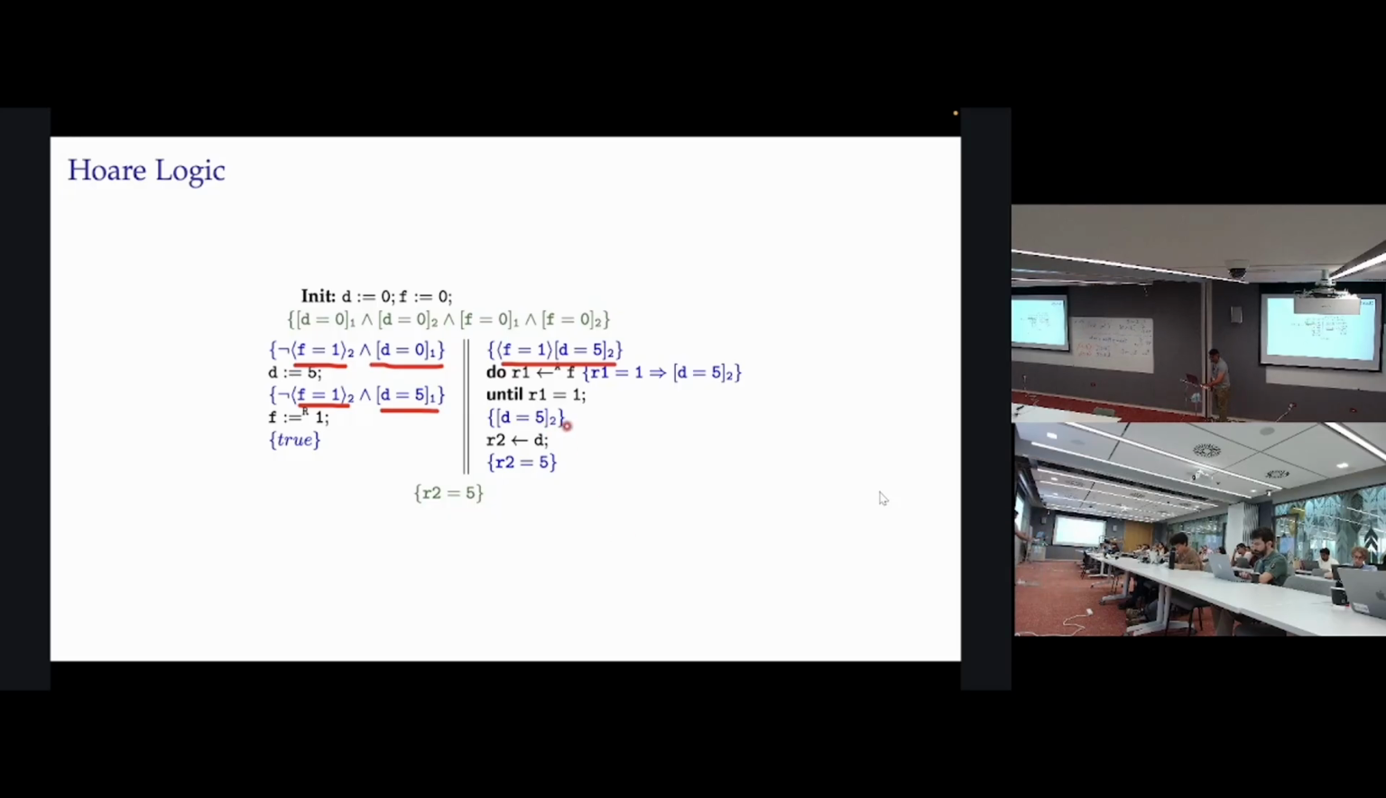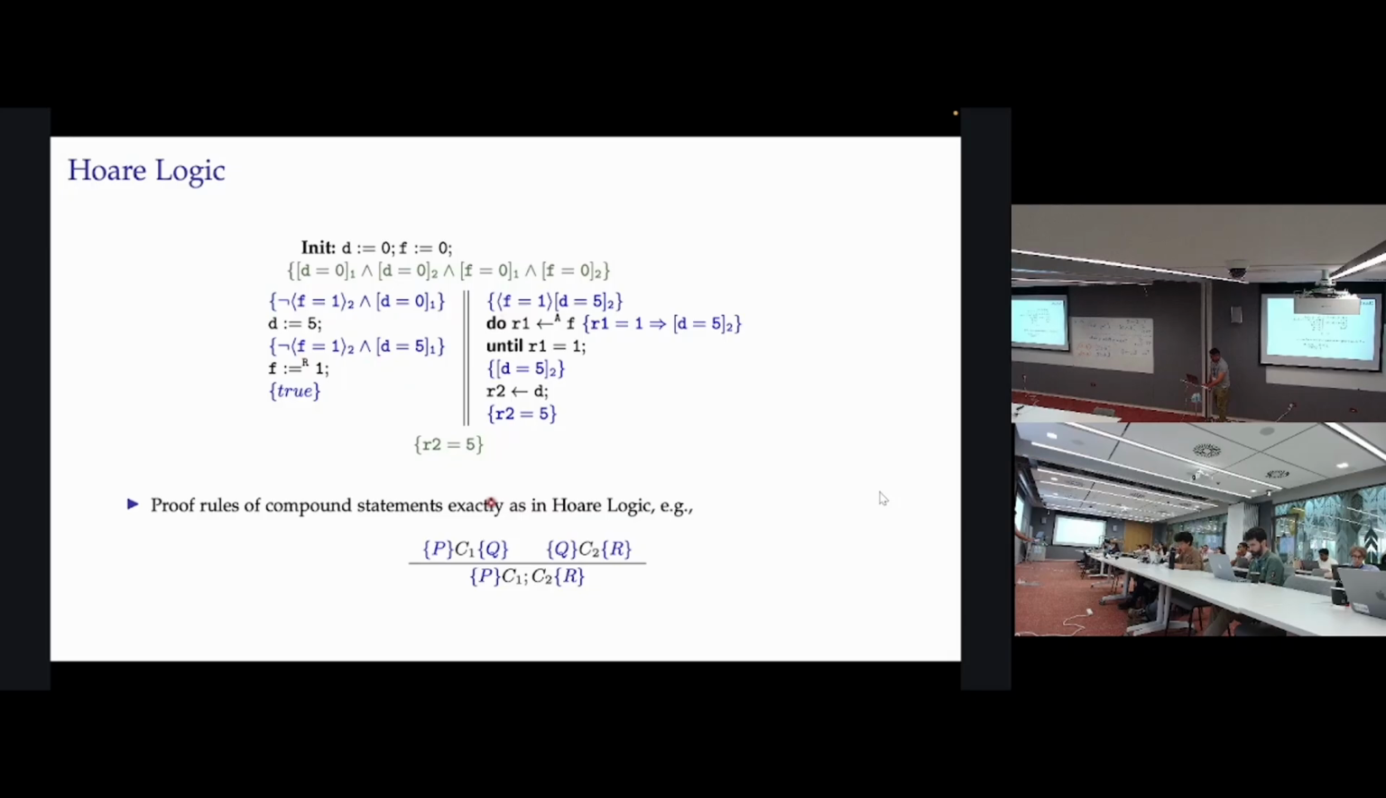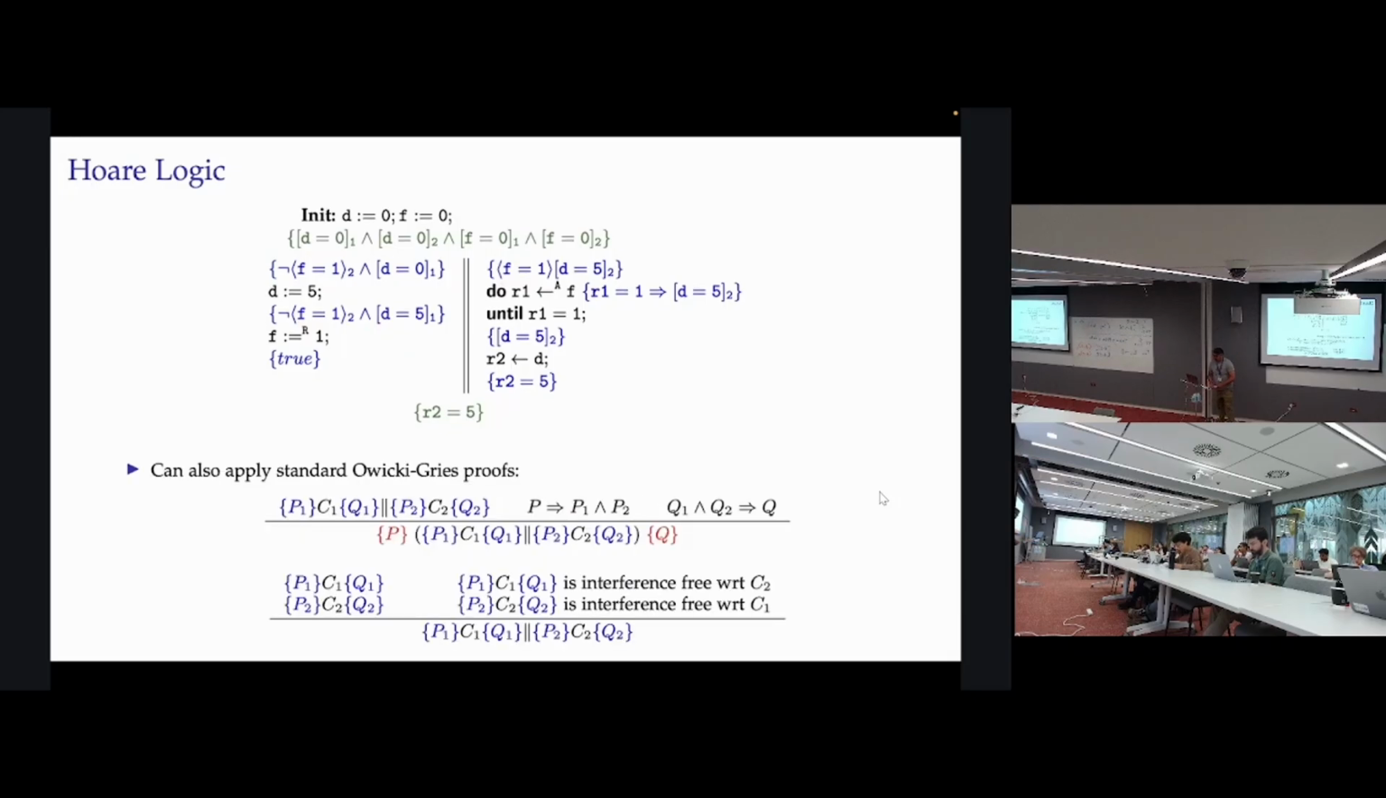And this one is interesting. This one is saying if thread 2 reads the value for D, it definitely sees 5. So what you can assert after that is that R2, the register R2, definitely has the value 5. And then you get your final postcondition. So that's all of the ingredients we need.